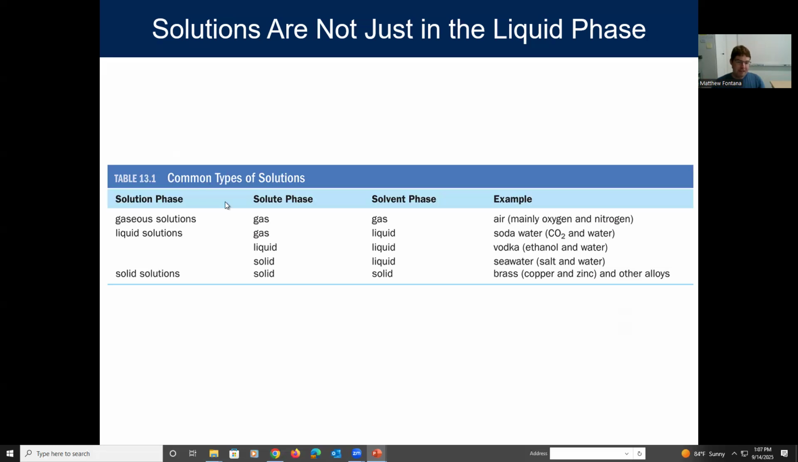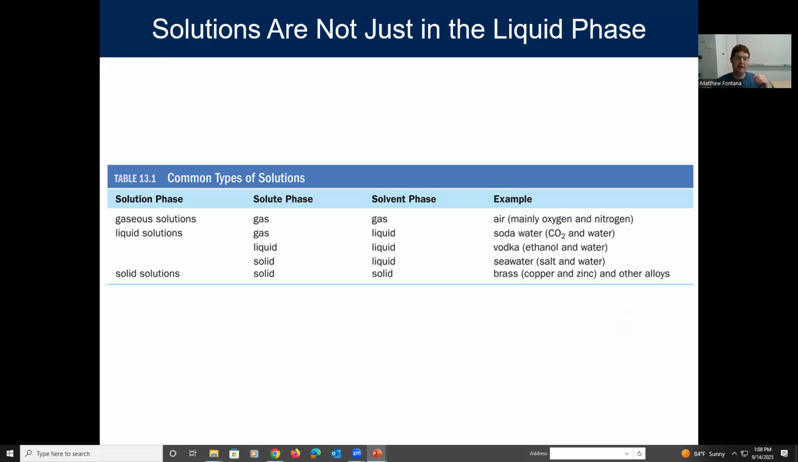You can also have what's described as a liquid solution. These are the ones that we most commonly encounter in chemistry contexts. Here I have three examples where the solvent phase is liquid, but the solute phase is either a gas, a liquid, or a solid. If we have a liquid solvent and a gas phase solute, an example would be soda water. In soda water, or carbonated water, you jam CO2 into the water. The CO2 is your solute, and the water is your solvent.